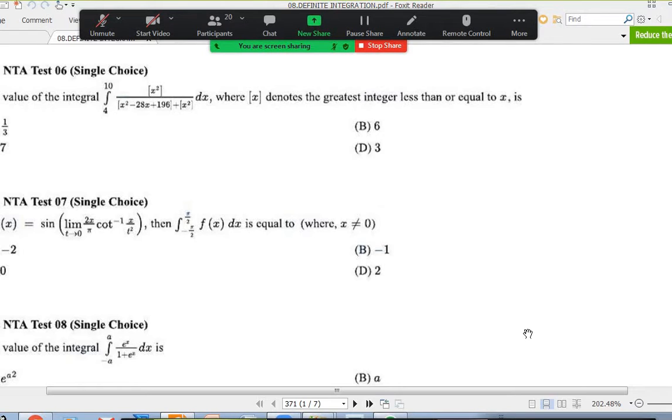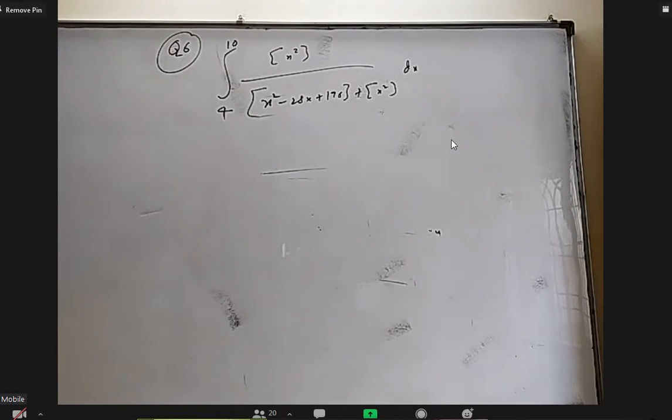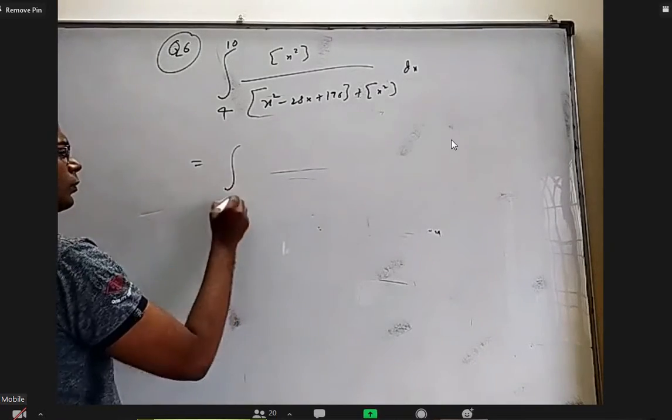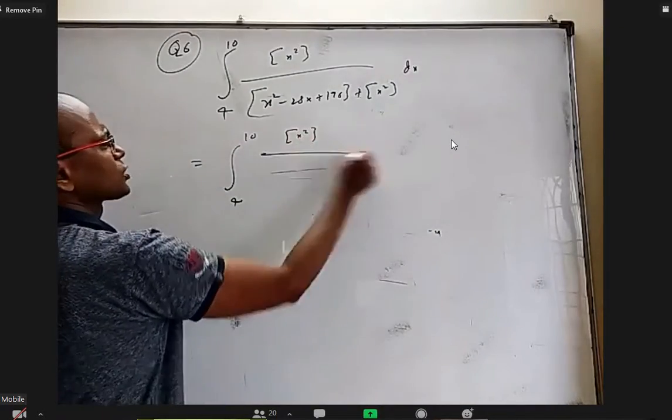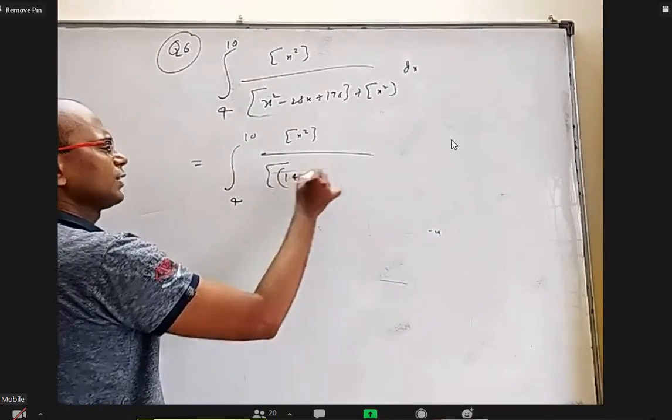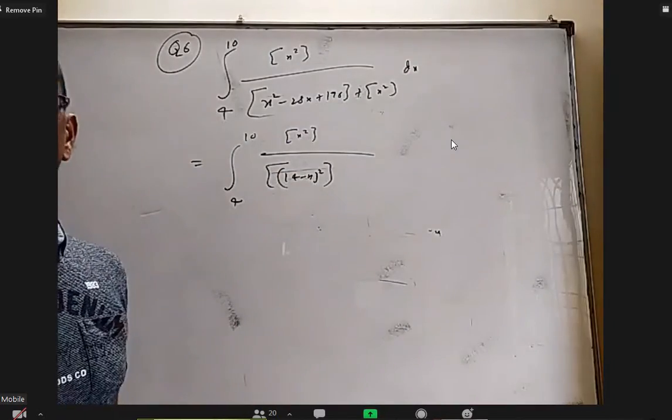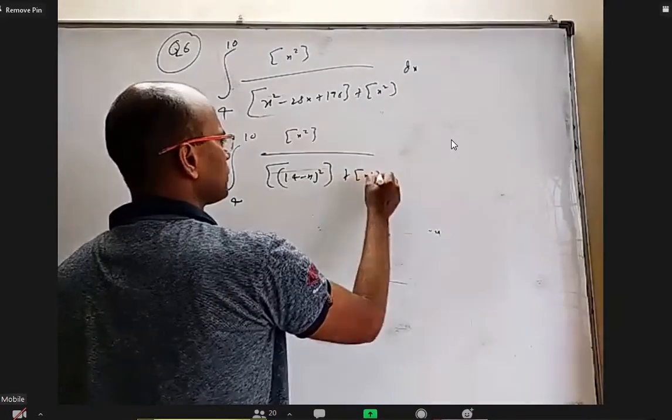Okay, integral 4 to 10, integer part of x square, integer part of x square minus 28x plus 196, plus integer part of x square dx. This is integer part of x square, which you can easily see is the perfect square of 14 minus x whole square, or x minus 14 also. 14 minus x whole square plus integer part of x square dx.